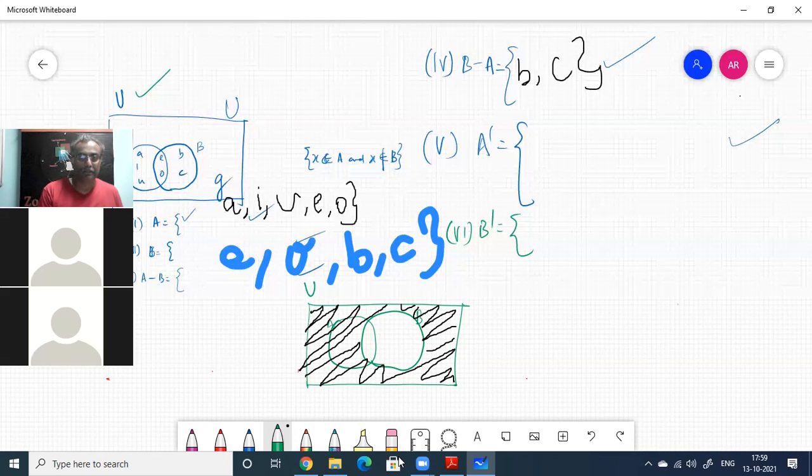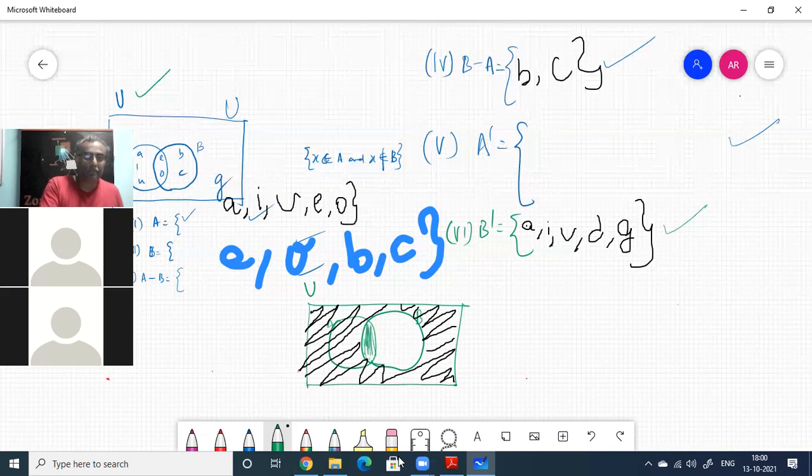Don't erase over it. What are the elements of B complement, uncle? No, you didn't shade this area. Oh, sorry, uncle. This area is not shaded. You shade it correctly. Yes, that is only B complement. Correct.